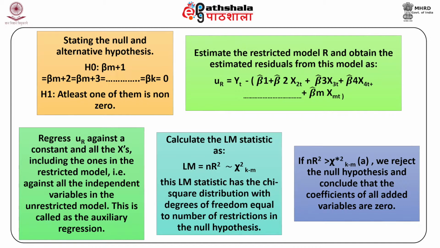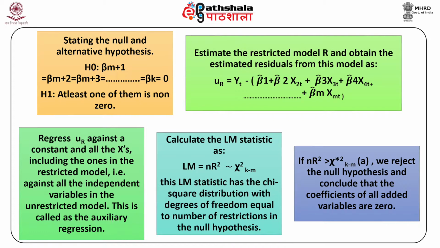Estimate the restricted model R and obtain the estimated residuals from this model as U_R hat is equal to Y_t hat minus (beta 1 plus beta 2 x2t hat plus beta 3 x3t hat plus beta 4 x4t hat till beta m xmt hat). If unrestricted is the correct model and variables x m plus 1, x m plus 2, up to xk should have been included in the model, then in the estimation of the R model, the effect must have been captured in the residuals. So the residual must be related to these omitted variables.